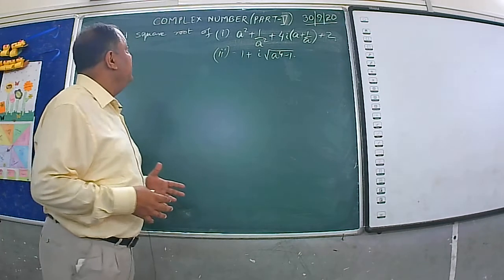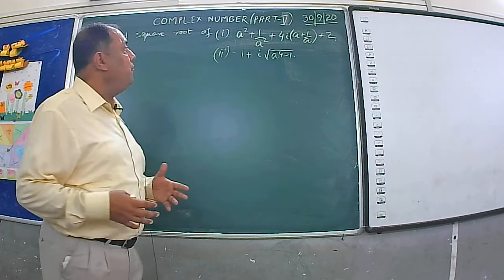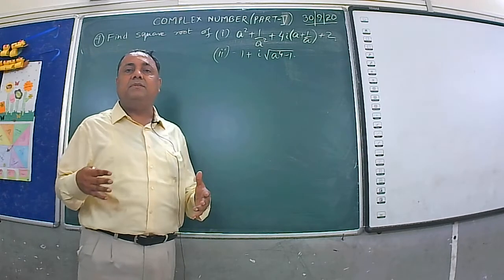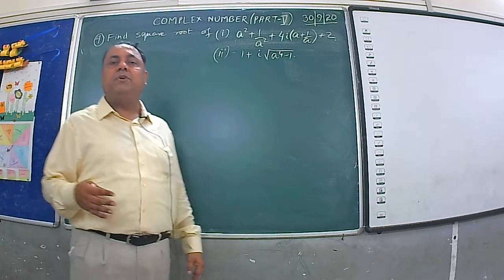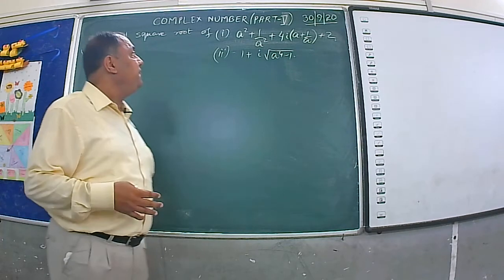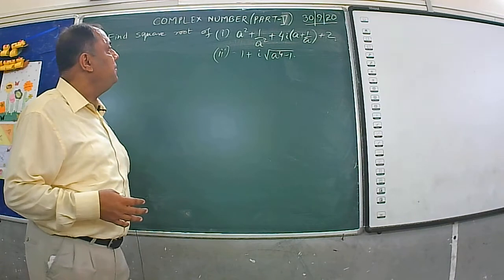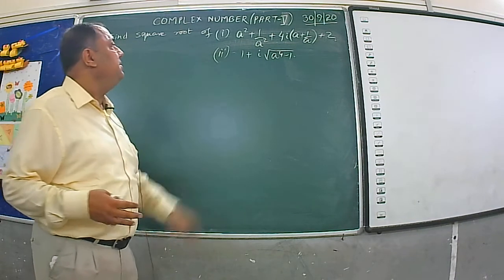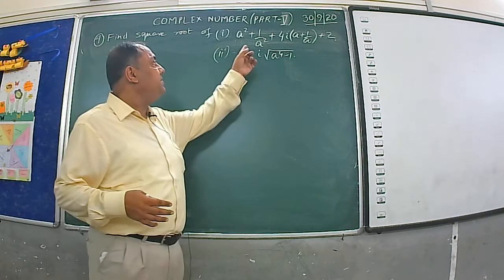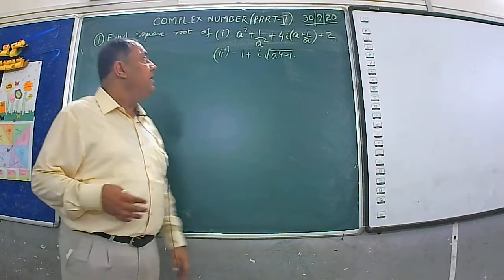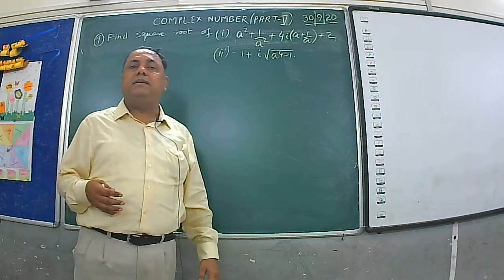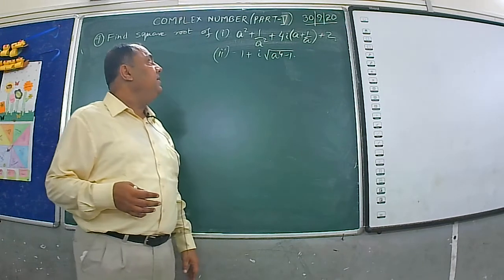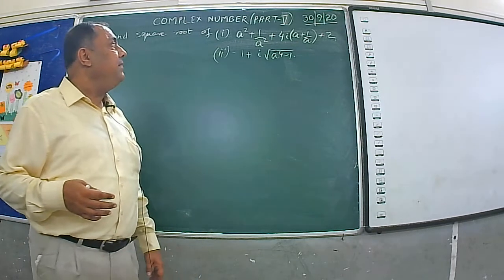Now, our problem number 4 of this part, the first problem of part 5, a continuation of part 4. Find the square root of two problems I have written. I'll start with the first and then the second. A square plus 1 by a square plus 4i into a plus 1 by a plus 2.